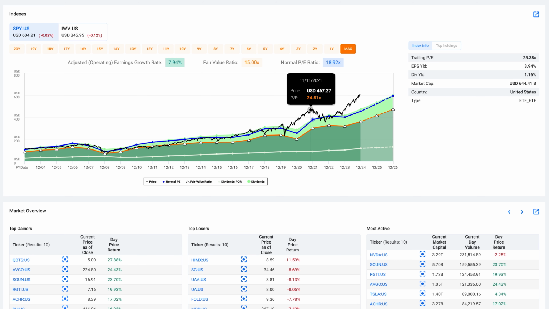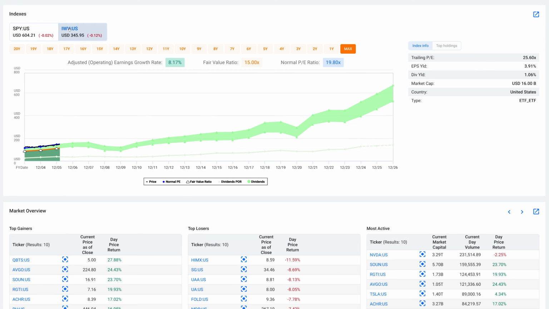As you can see, the price got above that in 2021 and corrected, and it's now above that again. So my point is, I believe the S&P itself is overvalued, but it is forecast to grow pretty strongly, as you can see by the orange line accelerating here.